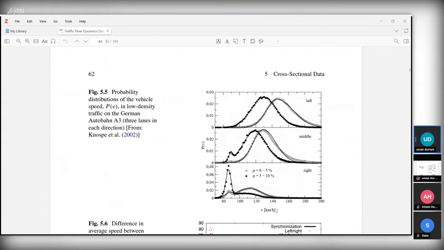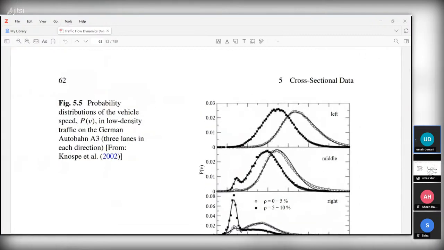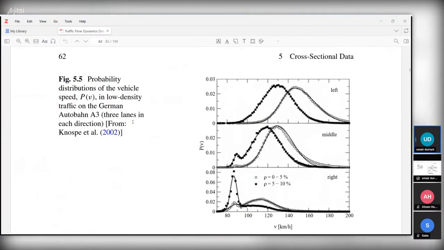On the x-axis, we have the speed in kilometers per hour. Actually, let me increase the size here so it's clearly seen. And on the y-axis, we have the probability of the speed, essentially the speed distribution. And the legend here tells us the density, but look at the units. The units are in percentage.